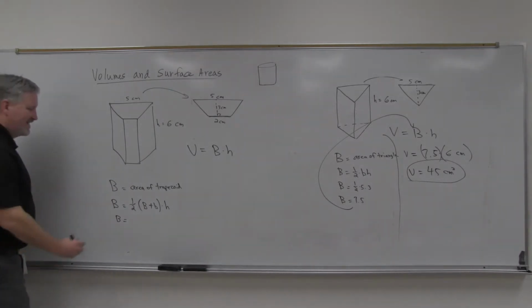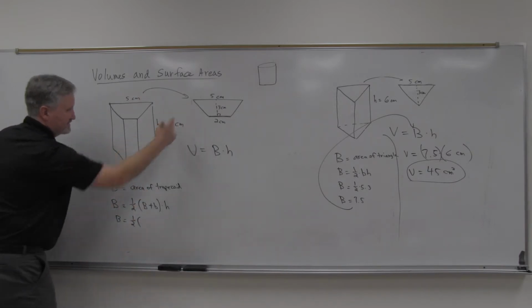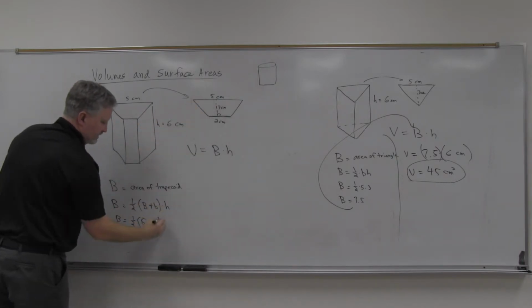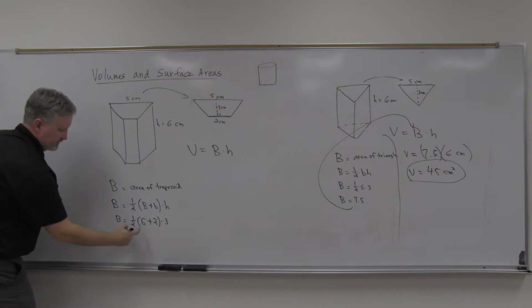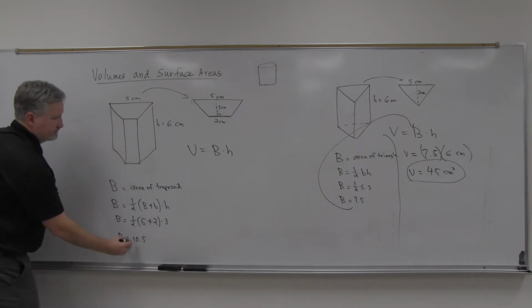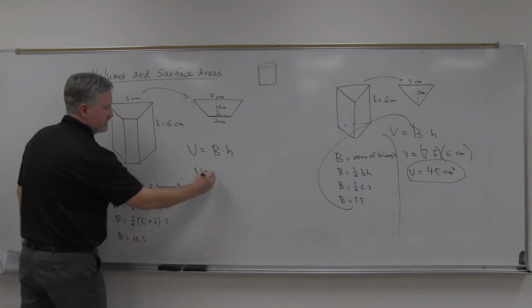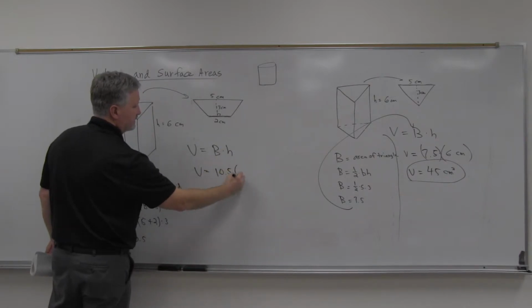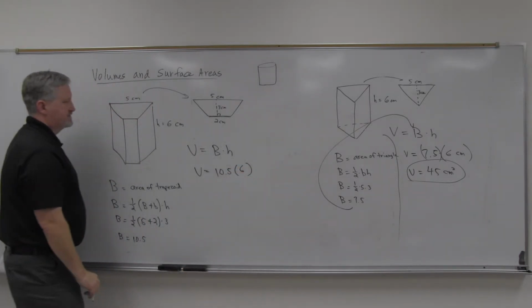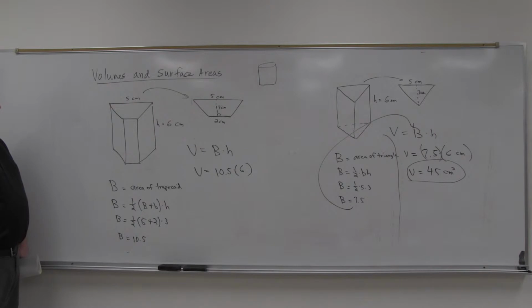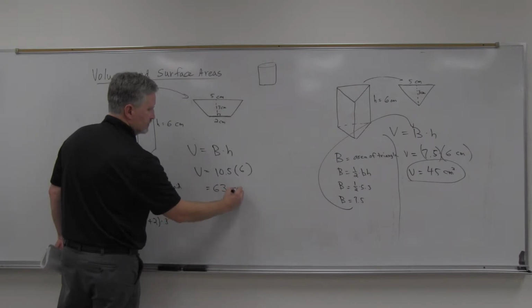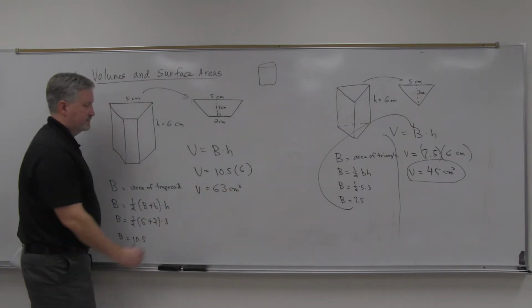All right, so this one comes out to be 1/2, big B is 5, the little b is 2, and then the height of the trapezoid is 3. So it's half of 7 times 3, half of 21, which is 10.5. And so that's the big B here. So it's 10.5 times the height, which is 6, of the prism. Is that 63? All right, 10.5 times 6.